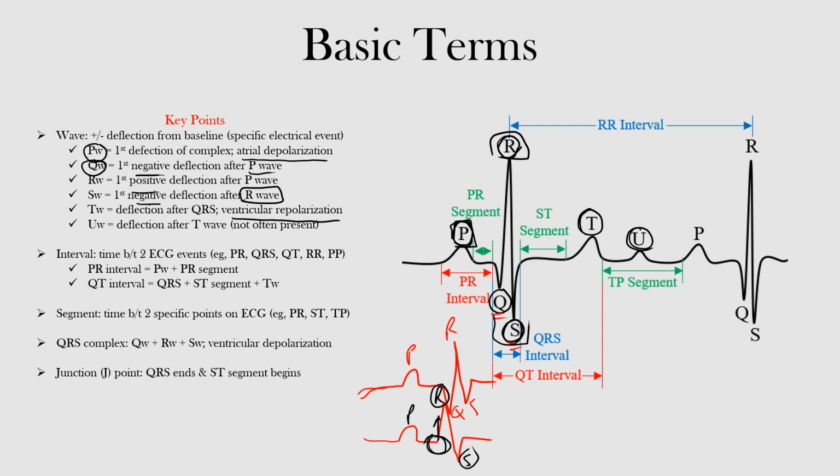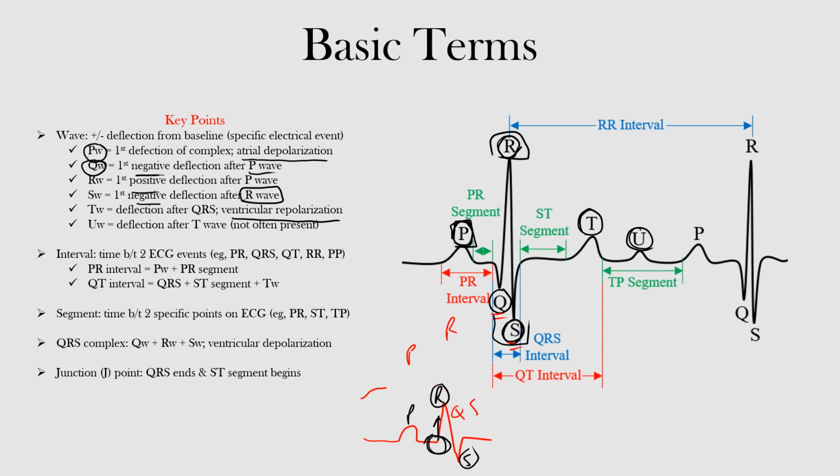Next we have the intervals, and an interval represents the time between two specific EKG events. The common intervals we measure here are the PR interval, the QRS interval, which is also the QRS duration, the QT interval, the R to R interval, and the P to P interval. So let's take a look at these intervals right now.